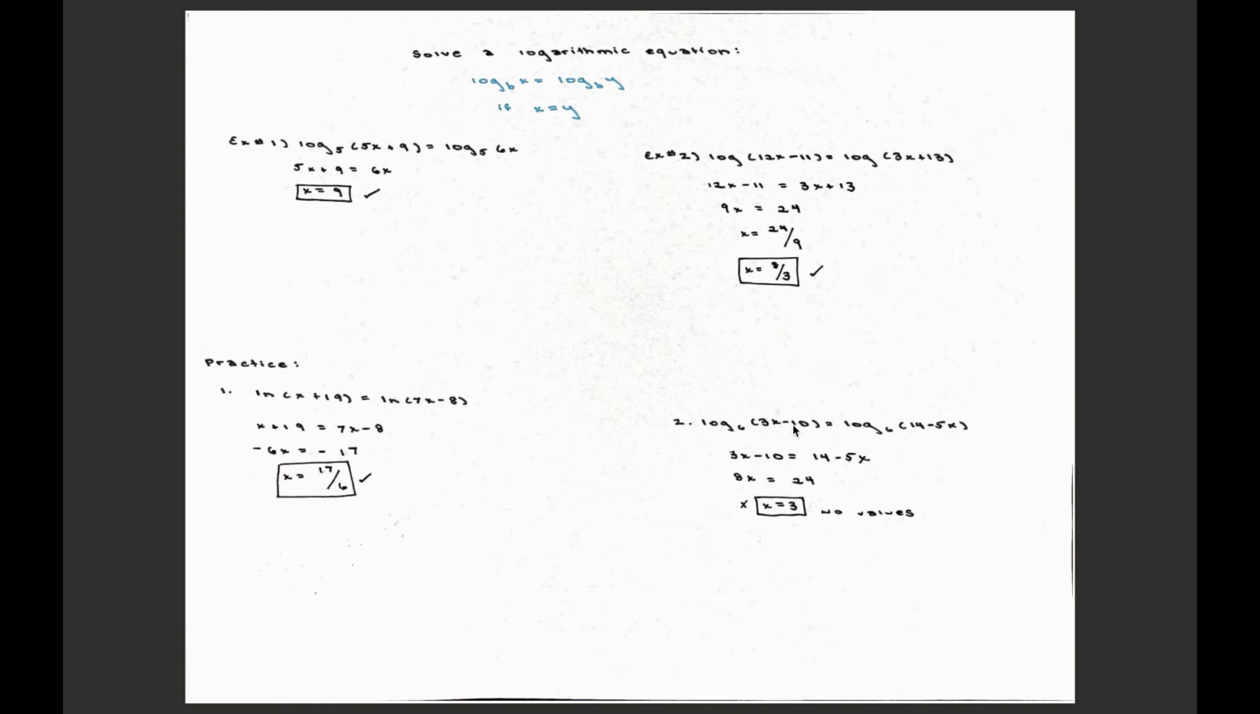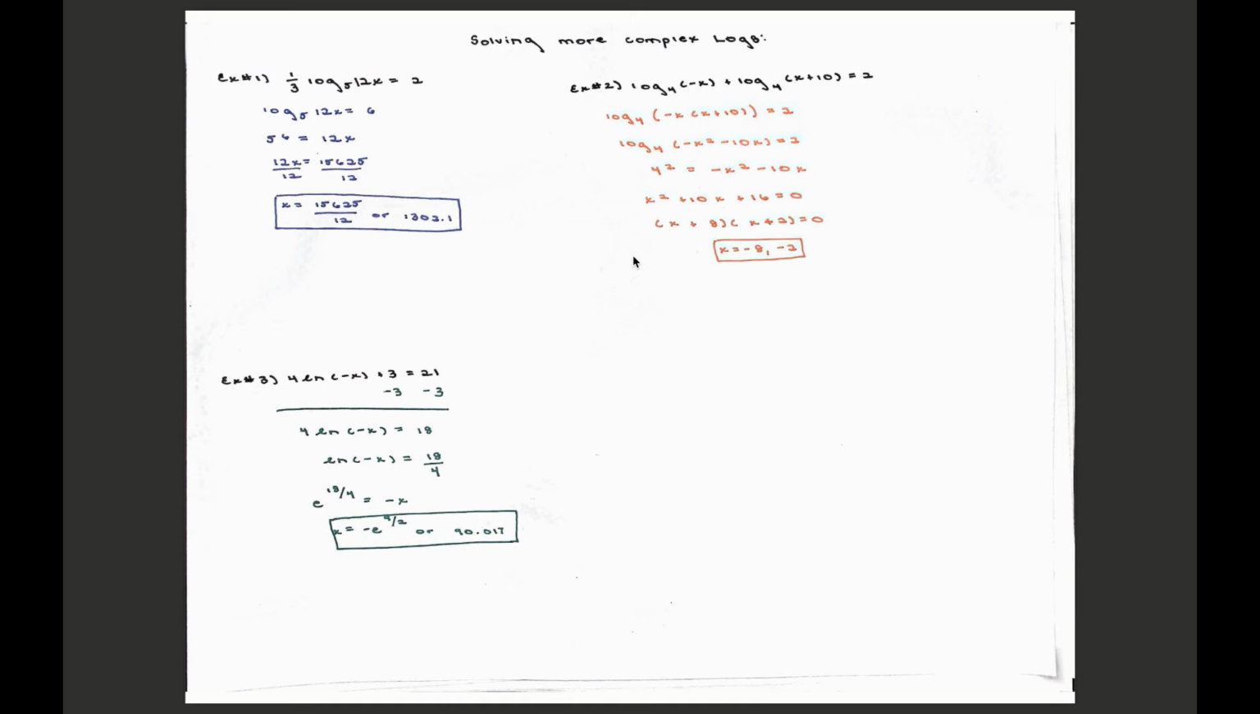For number 2, same thing, set them equal. I solve this, and I get x equals 3. Now here's the problem. When I plug back in x equals 3, 3 times 3 is 9, minus 10 is negative 1. That does not work. So that answer is not valid. That's an extraneous answer. So there are actually no values. This does not have a solution.